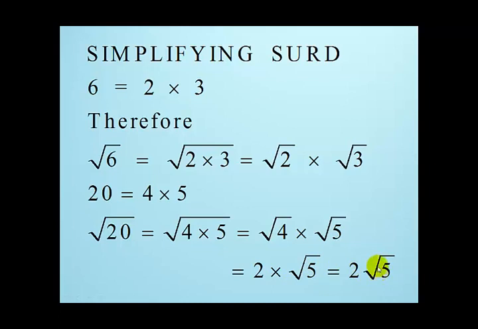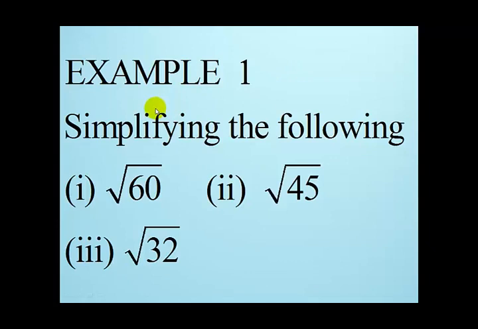This is how we simplify a set. Now let's look at this example. Example 1. Simplify the following sets. I. We have the root of 60. II. Root 45. III. The root of 32.